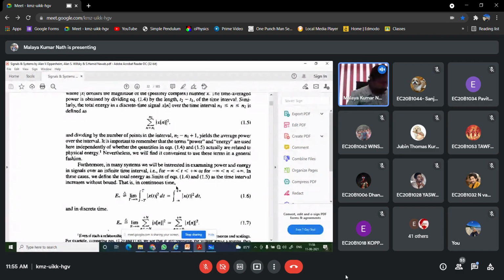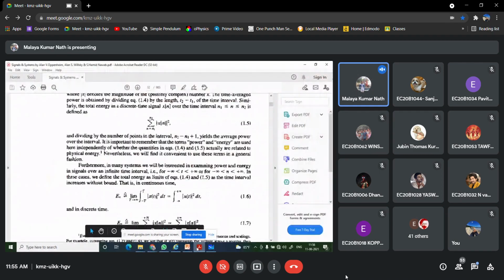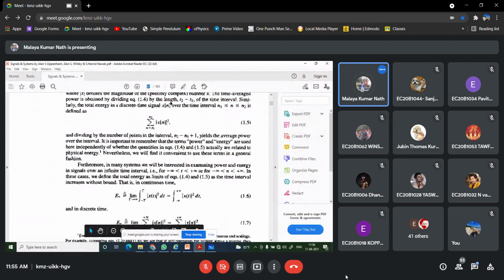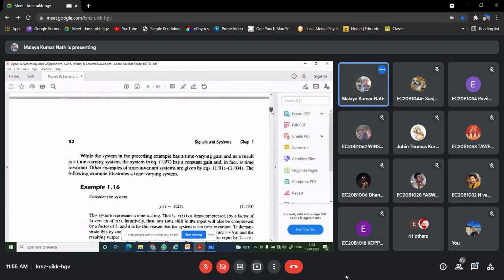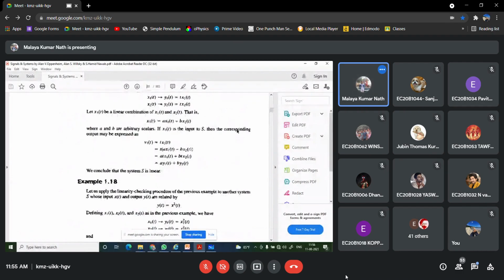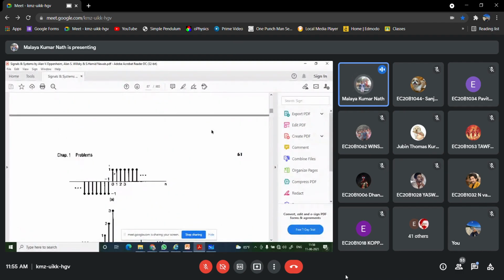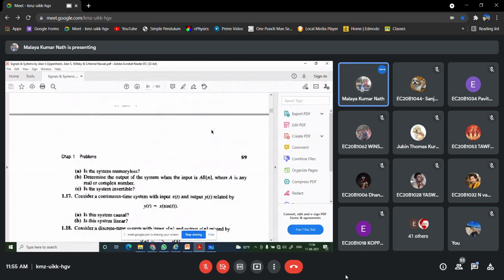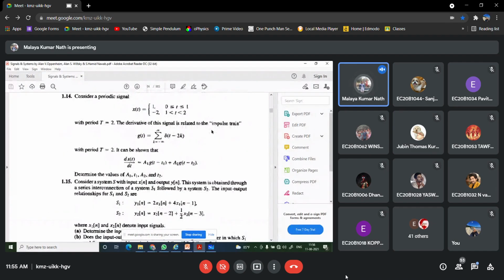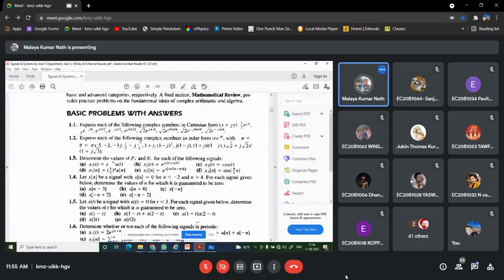There is a question on page number 57. Determine E infinity and P infinity for each of the following signals. There are so many given. In the soft copy it may not be page 57, it will be slightly more; in the hard copy it is 57. Yeah, this is the page. Now there is question number 1.3. You can see in your textbook.